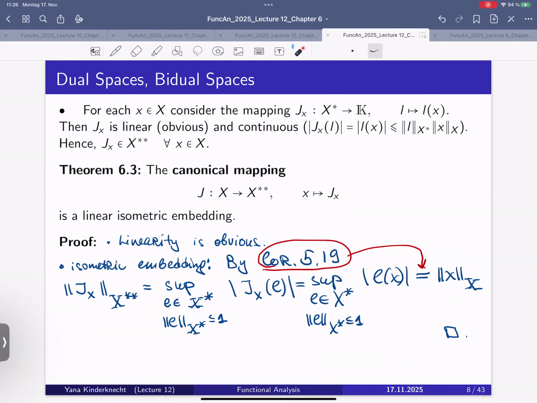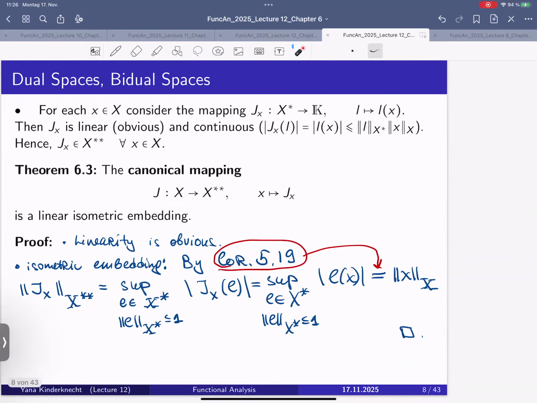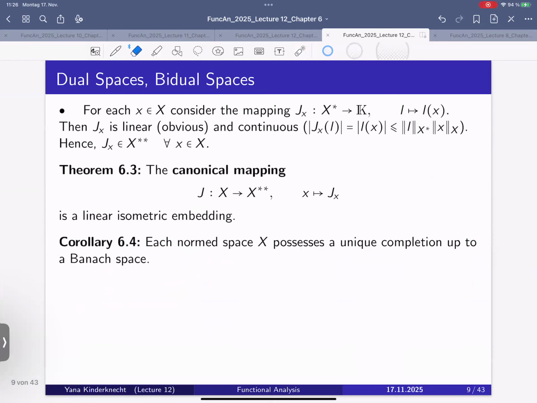And some consequences of this theorem. Corollary. Each normed space X possesses a unique completion up to a Banach space. So the proof is one line, but before I would like to clarify what completion means. So it is written in blue.